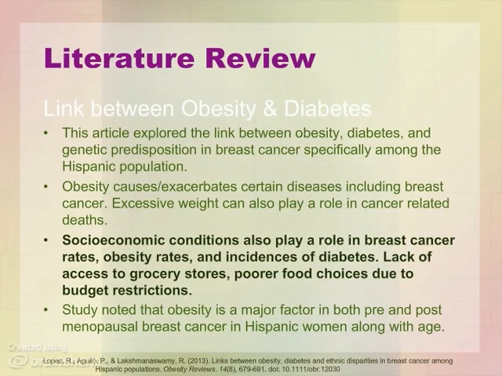This first article looks at the link between obesity, diabetes, and genetic predisposition in breast cancer, specifically among the Hispanic population. The study noted that obesity causes and exacerbates certain diseases, including breast cancer, and that excessive weight can play a role in breast cancer-related deaths, among cancer-related deaths as well. The study noted that socioeconomic conditions also play a role in breast cancer rates, obesity rates, and incidences of diabetes. That's due to things like lack of access to grocery stores, poorer food choices due to budget restrictions, and lack of access to fresh foods.